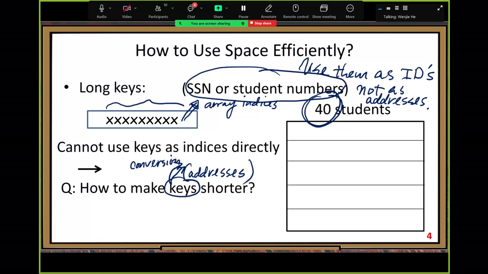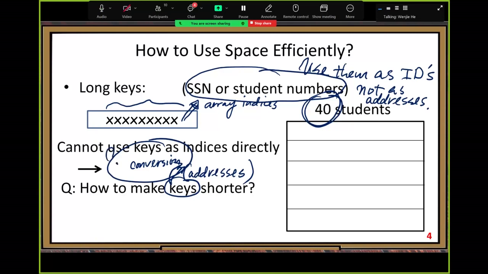Okay. This conversion step makes the direct addressing method into an indirect addressing method. Before conversion, it's the direct addressing method. But after the conversion, we get an indirect addressing method. But the harder part is the detail. How do you do the conversion? This is the main question.